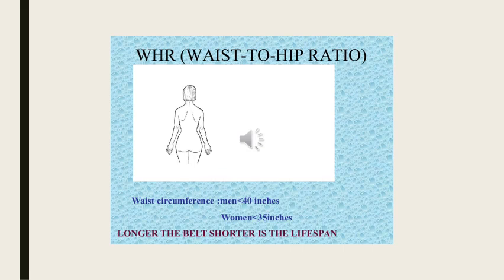So we should measure what is called the waist circumference, or waist to hip ratio. For men, it should be less than 40 inches, and for women, it should be less than 35 inches, which gives a better idea about obesity than the body mass index. And as they say, the longer the belt, the shorter your lifespan.